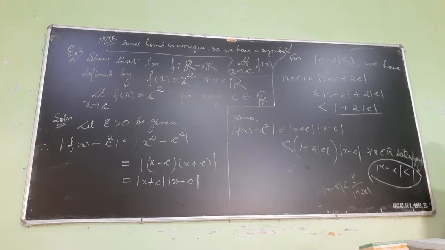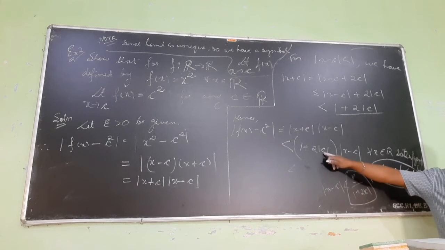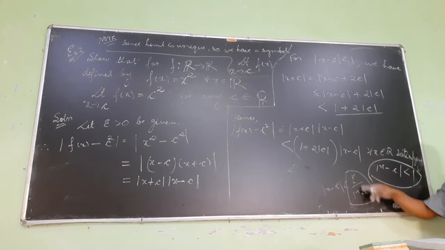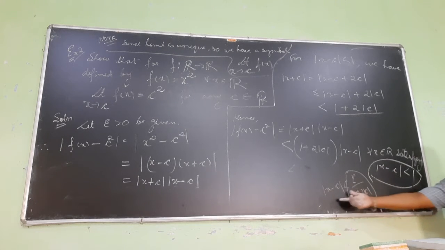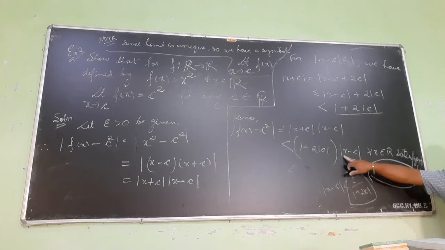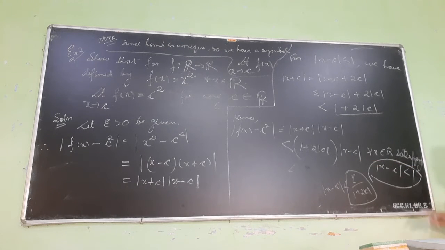It has to be smaller than 1. It may happen that this is greater than 1. We are not sure because I don't know what is the value of c. So this particular quantity may be greater than 1 also. But if this is greater than 1, then this particular thing will not hold. So that is why we have to make sure that the delta that we choose is less than 1.